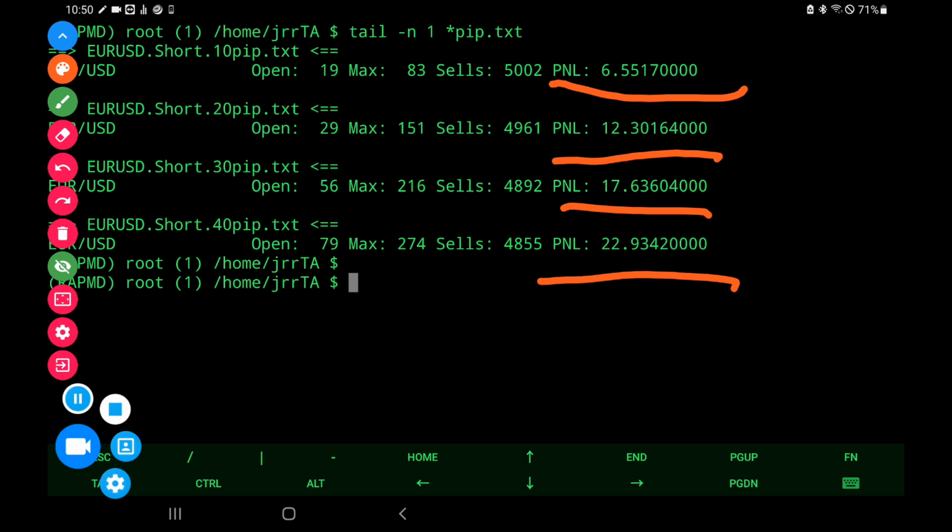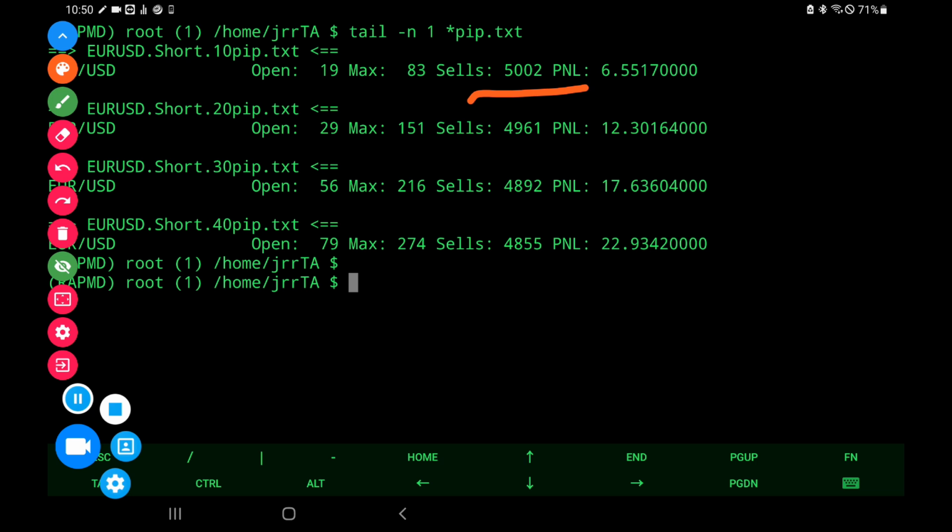So the first strategy, 10 pip take profit, made 5,002 sells. It made a total profit of $6. And this is running from 2020 to October of 2025. So again, not a lot of risk involved if you did use a real money account, though I don't recommend it. What we have is a maximum of 83 open simultaneous positions.